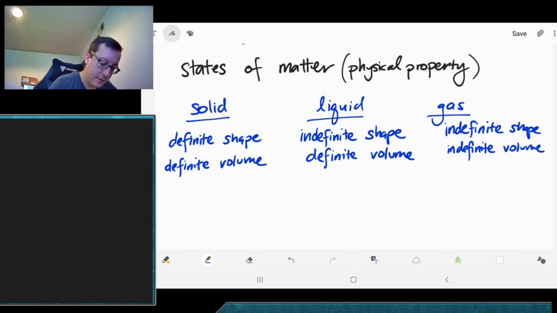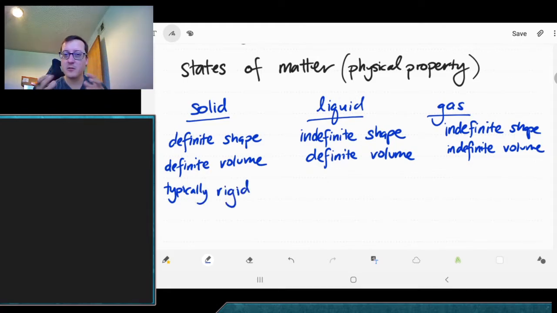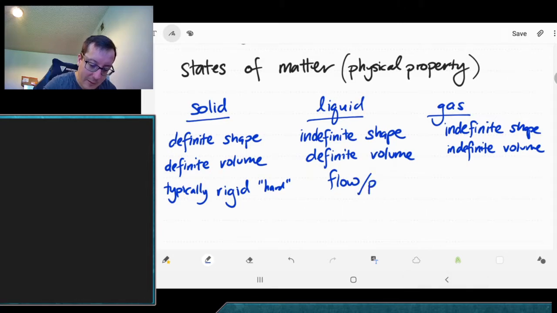observational things. For example, solids are typically rigid, meaning they're pretty tough. They don't bend easily. They're hard, you might say. Not all solids, of course. You have something like a marshmallow, which is a solid, not necessarily rigid, right? But by and large, most solids are. When we think of solids, typically we think of rigid things. With liquids, those flow and pour fairly easily.